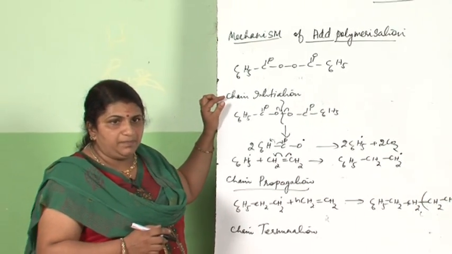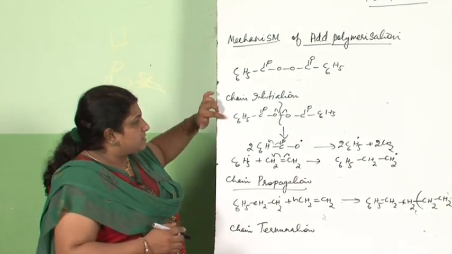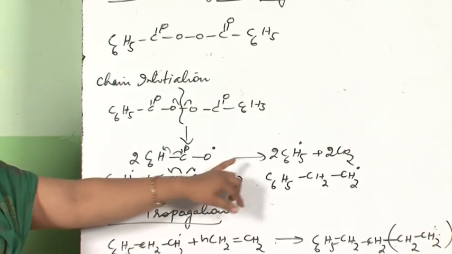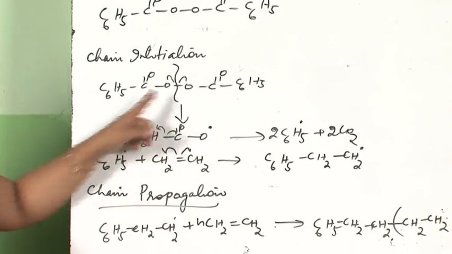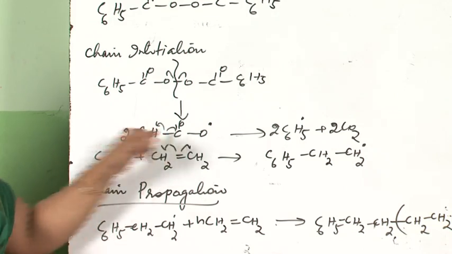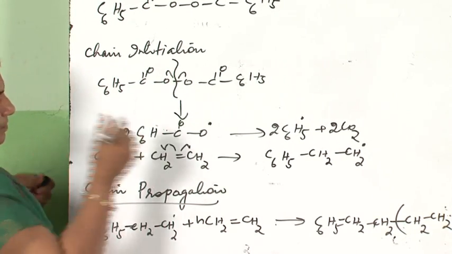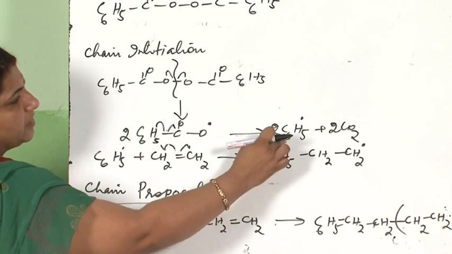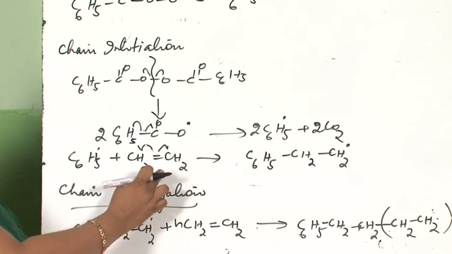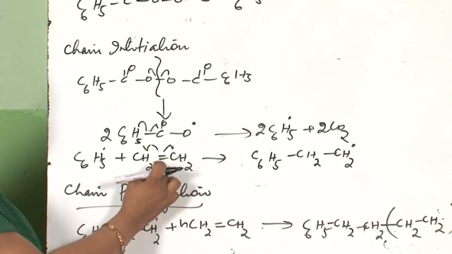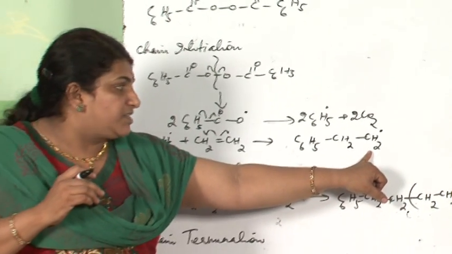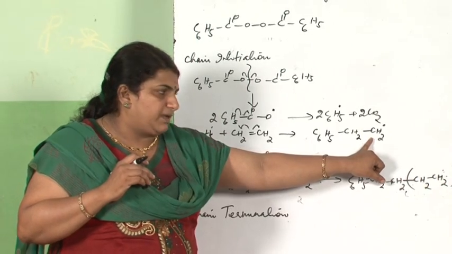In the chain initiation step, in the presence of heat or sunlight, the benzoyl peroxide undergoes homolytic cleavage and produces free radicals. You can see here this is a benzoyl peroxide molecule. It will homolytically cleave and produce 2 free radicals, which again cleave. Here you can see it cleaves here. It gives a benzyl free radical and a carbon dioxide molecule. This free radical in turn attacks an ethylene molecule. The double bond will homolytically cleave and the polymerization begins.